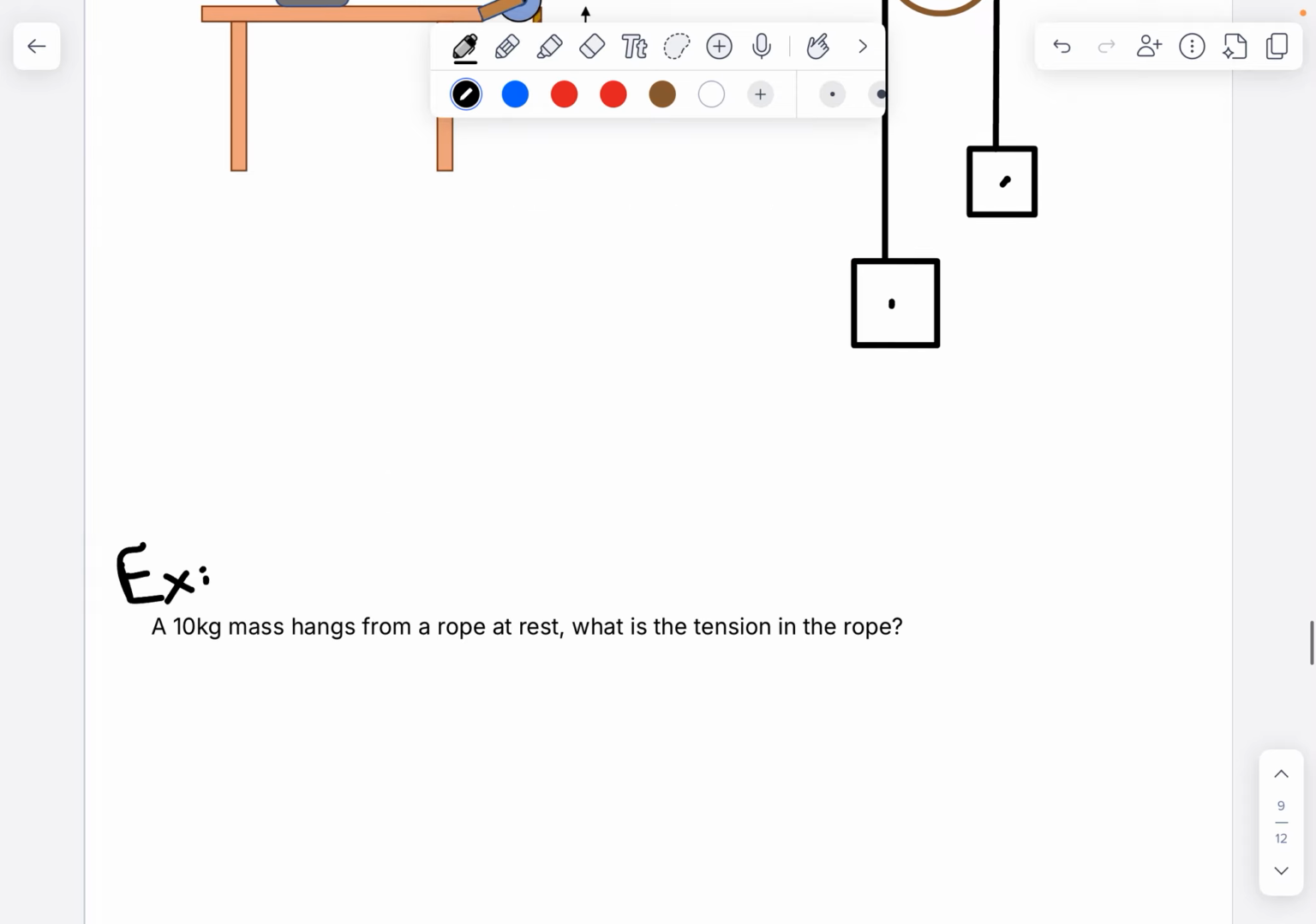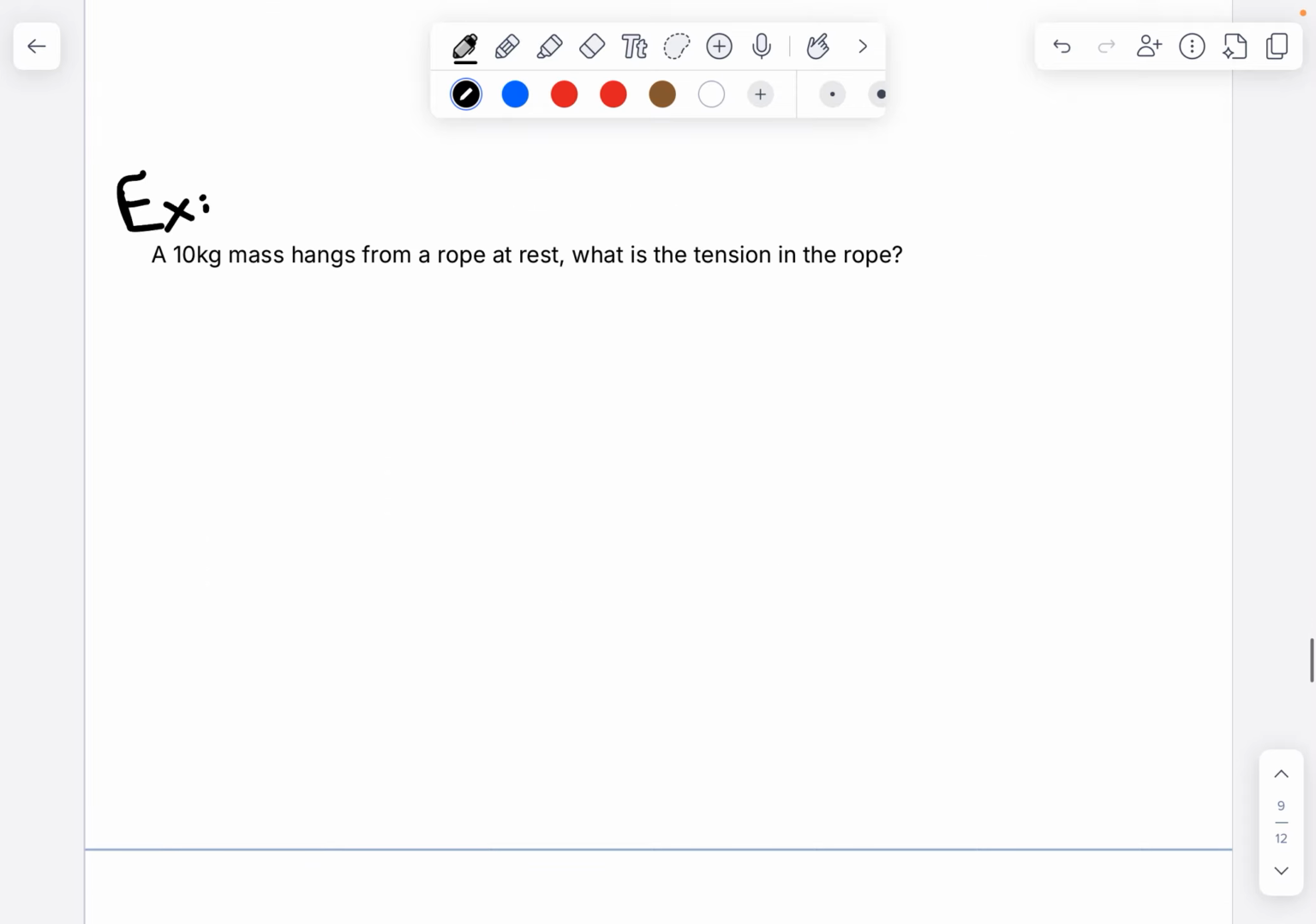So let's get right into it. This is just a basic problem to get you used to tension. A 10-kilogram mass hangs from a rope at rest, what is the tension in the rope? So first things first, the rope and mass is at rest. So this means that acceleration is 0.